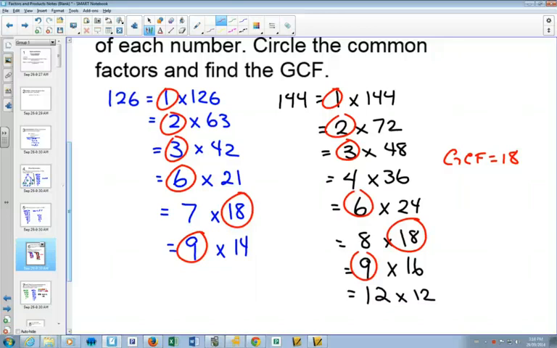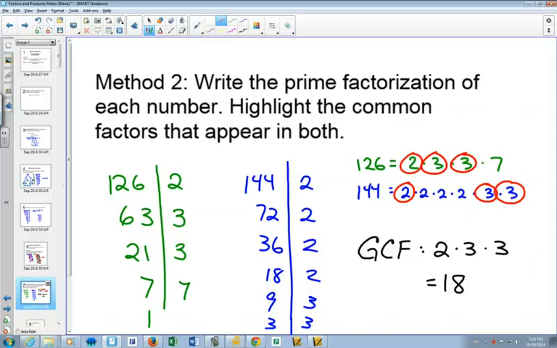For bigger numbers, this isn't very efficient, is it? And could it be easy to miss one? To say, I don't think it divides by 7. And if you miss 7 times 18, you're going to miss the greatest common factor. Whereas the other technique allows us to say, okay, when we write the prime factorization, which ones are in common? And if we see which ones are in common and circle them and multiply them together, we get the greatest common factor.